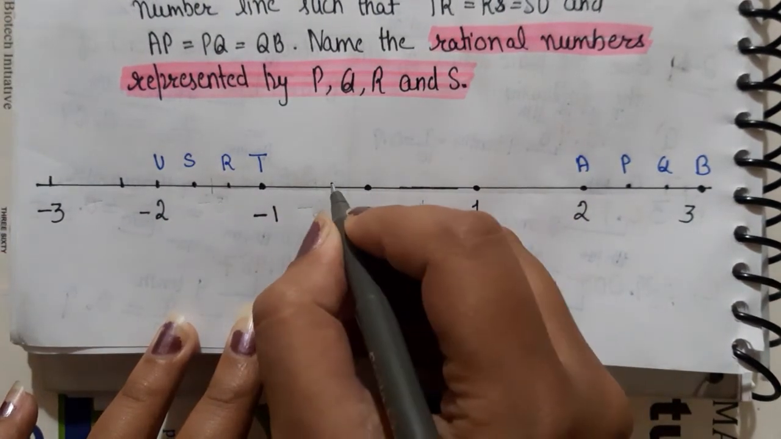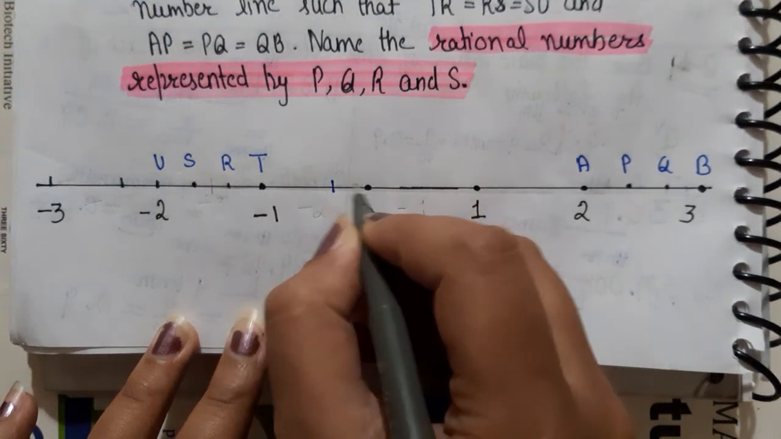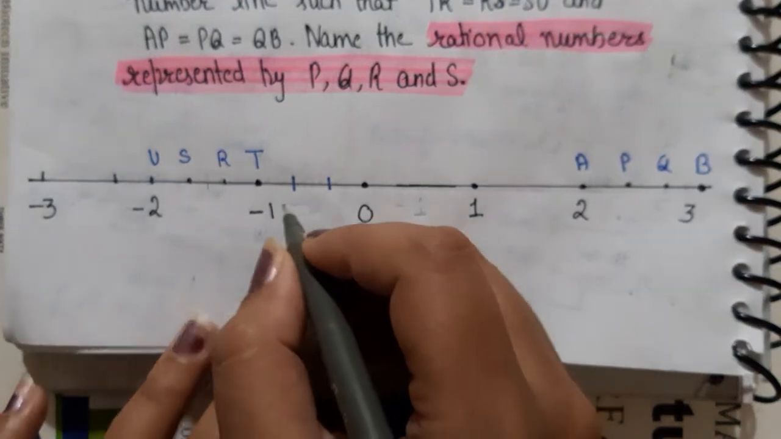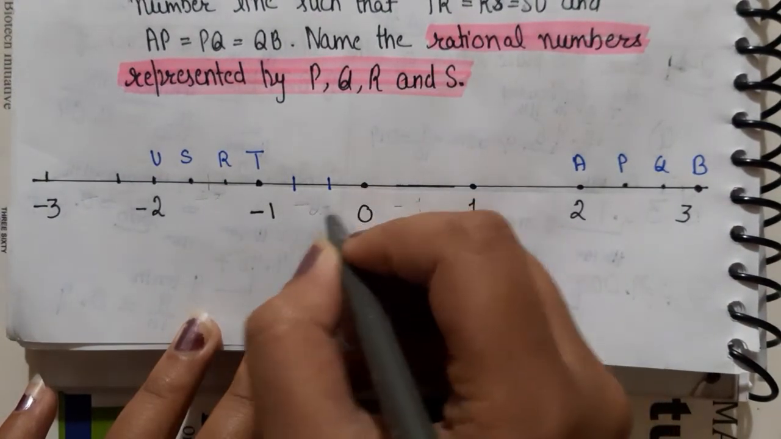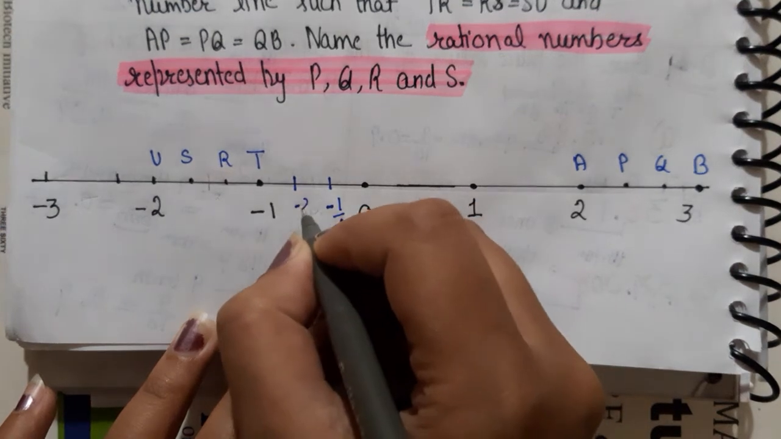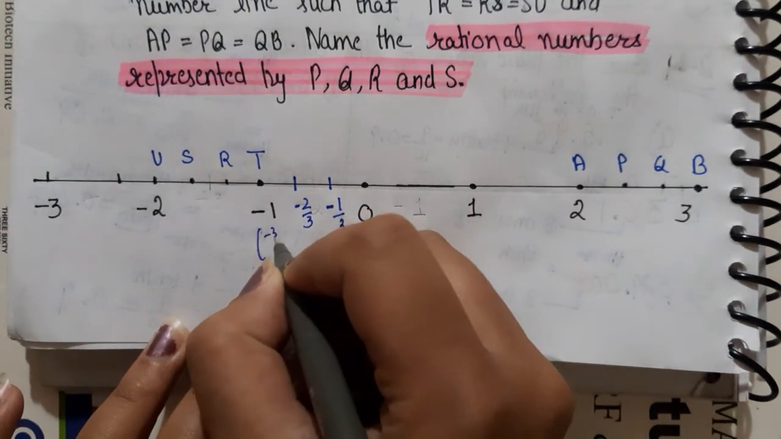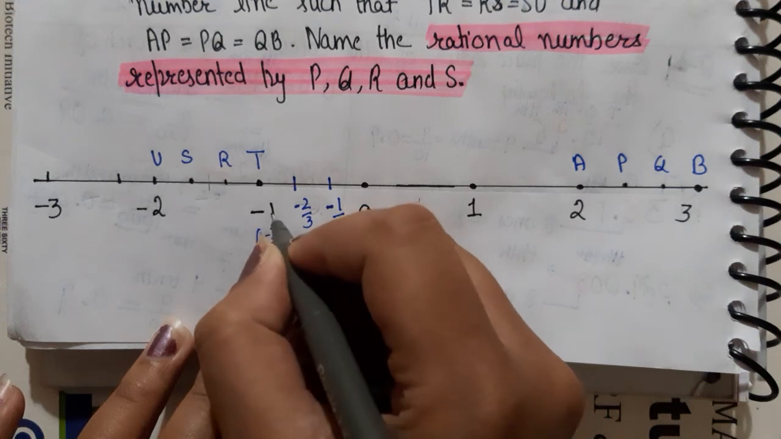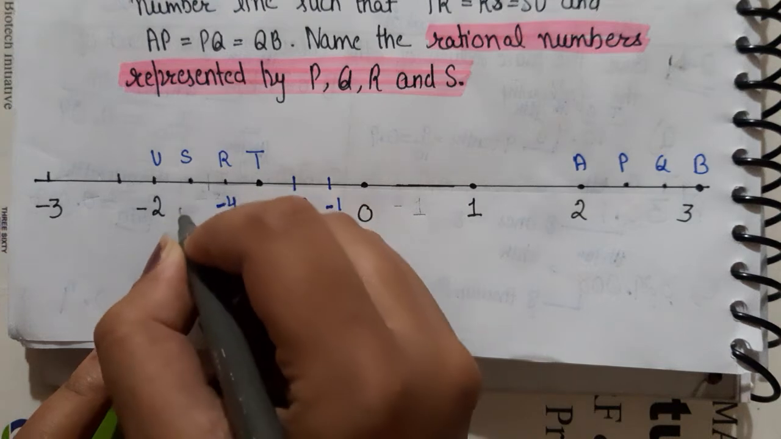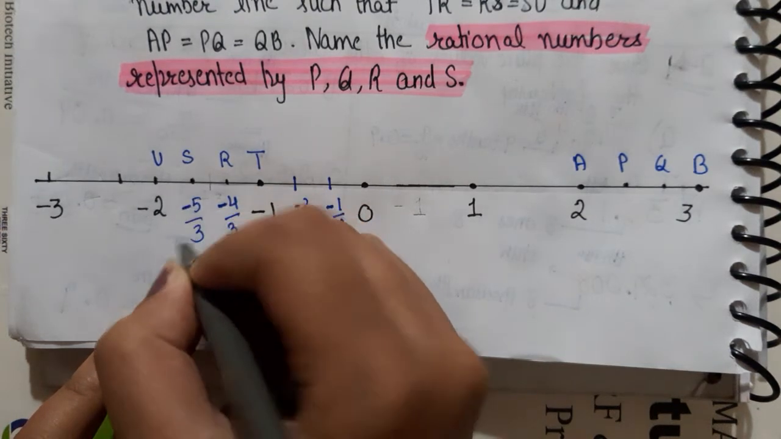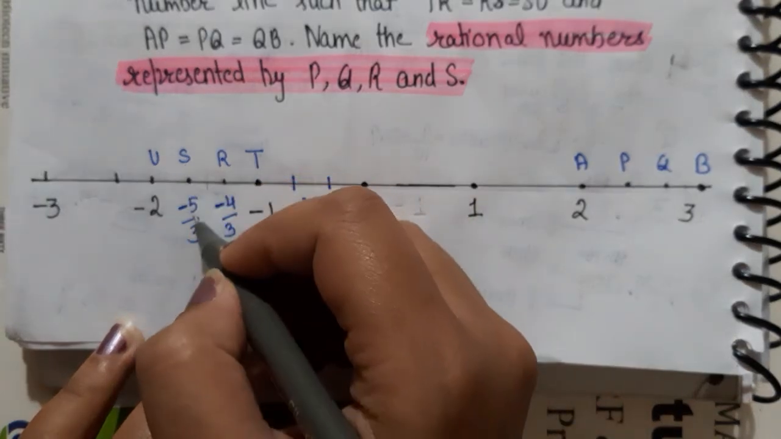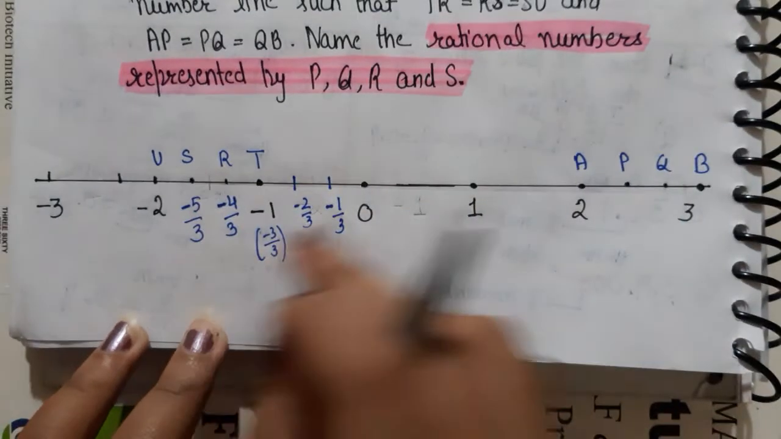So from 0, let me make 3 parts: 1, 2, 3, 3 equal parts. So how will we do this? 0, then we'll write it like this: minus 1 upon 3, minus 2 upon 3. This will be minus 3 upon 3, which is minus 1. Then R will be minus 4 upon 3, and S will be minus 5 upon 3. So R is minus 4 upon 3 and S is minus 5 upon 3.